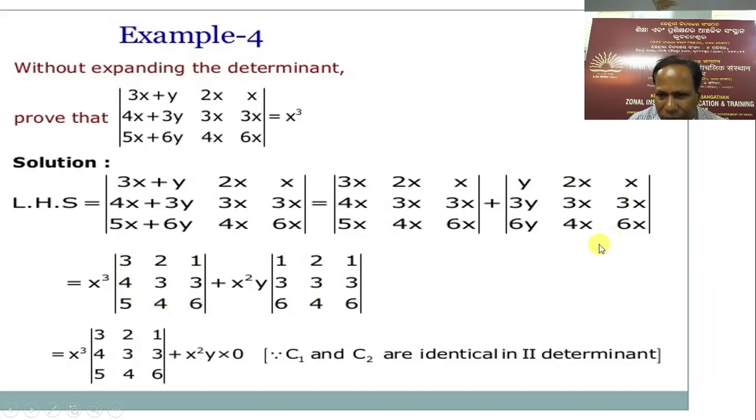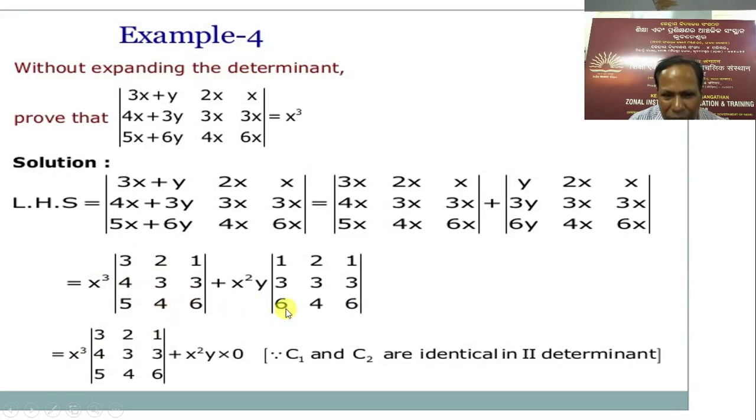Now here we find that in the second column everywhere we have got x, and in the third column again everywhere we have got x, and in the first column we have got y. So we can take x, x and y, that means x square y common. We are left with 1, 3, 6, 2, 3, 4, 1, 3, 6. So that becomes x cube into the same determinant remains as it is.